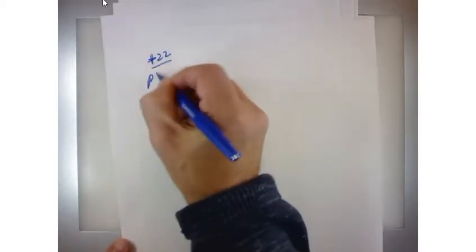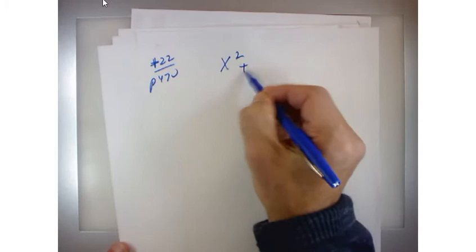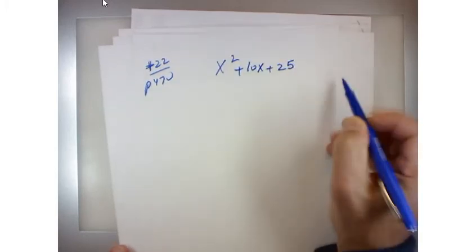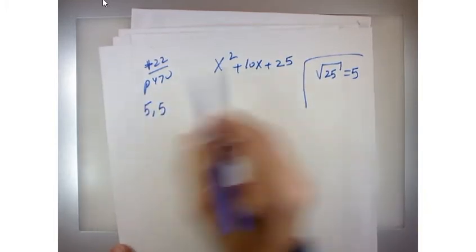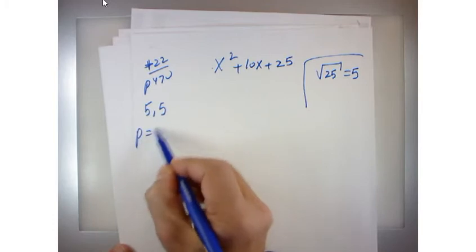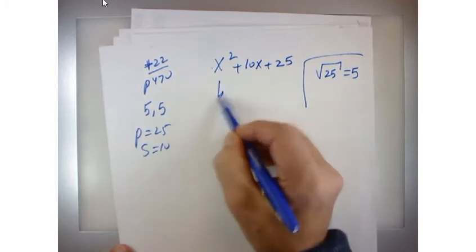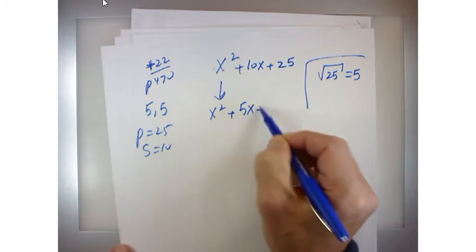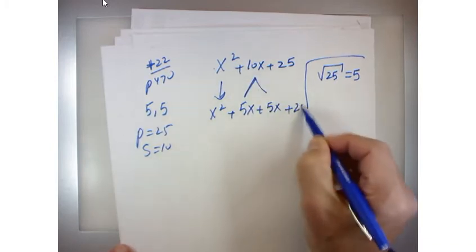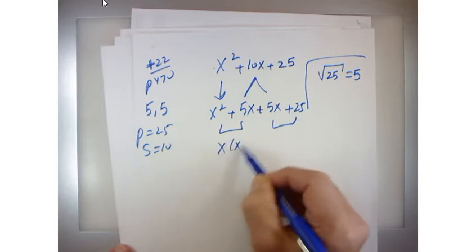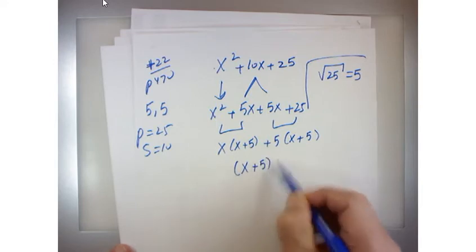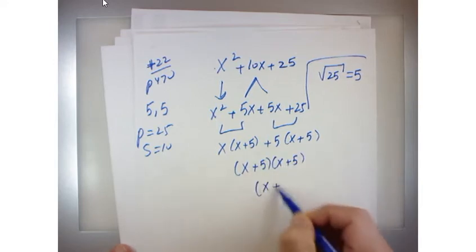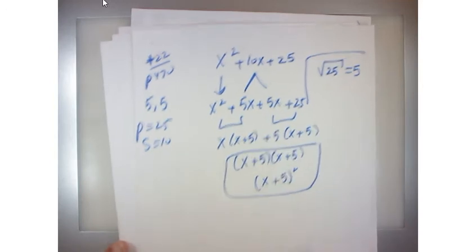22, page 470. X squared plus 10x plus 25. So 25 is a perfect square. If I square root it, I get 5. So I suspect it's 5 and 5 because product is 25 and sum is 10, which fits that. So x squared plus 5x plus 5x, that's how we split the 10x plus 25. X plus 5, 5x plus 5, which is x plus 5, as we suspected, and it's x plus 5 squared. Either one of these answers is fine. Okay?